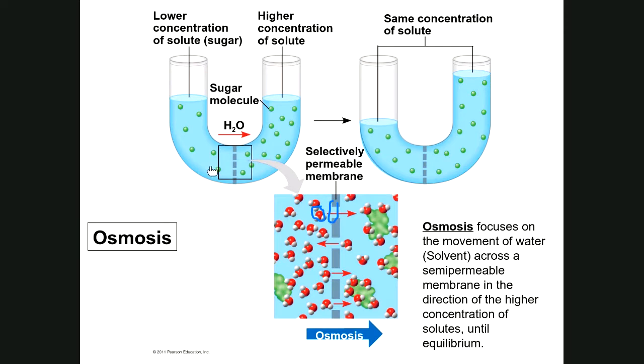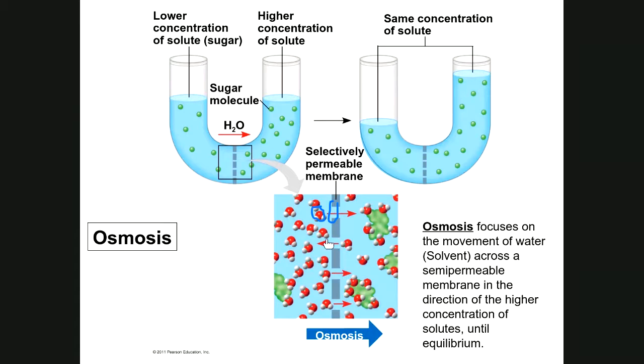However, if you read the definition for osmosis, does this special type of diffusion where we focus on the movement of water occur? Well, yeah. If you read the definition, osmosis focuses on the movement of water across a semi or selectively permeable membrane in the direction of the higher concentration of solids. Well, we know we have a higher concentration of solid over here, which is represented here. So notice the red arrows here are for the water molecules. Notice there are no arrows coming off the sugar molecules because they can't get across the membrane.